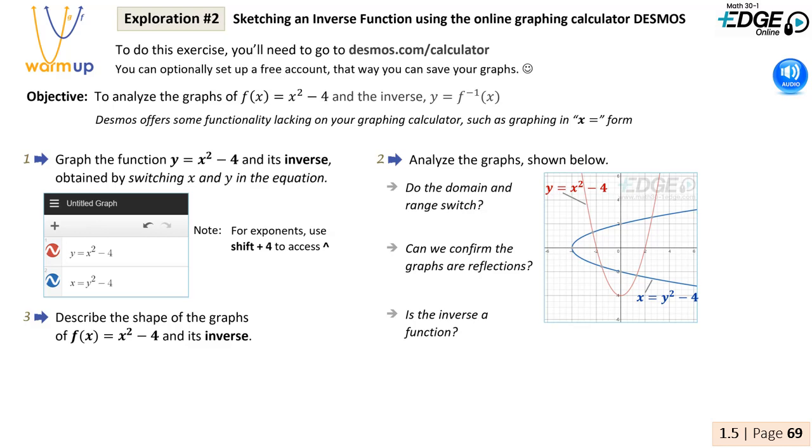In exploration number 2, we'll use Desmos graphing software to analyze the graph of a parabola and its inverse. To start, you'll need to visit desmos.com/calculator. If you set up your own account, you'll be able to save your graphs for viewing later. We'll start by inputting y equals x squared minus 4. And then, to input its inverse, we'll simply switch x and y. So we'll input x equals y squared minus 4 as our second graph.